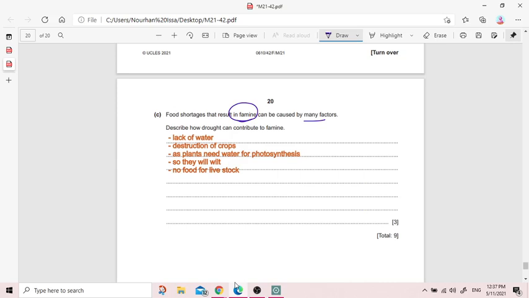Here he asked you, how does the drought cause famine? Drought is the lack of water. Lack of water destroys the crops. No water for photosynthesis. So the plants will wilt. You cannot get fruits and vegetables. Also, no food for the livestock. The animals which feed on plants will also die. Therefore, it will cause famine. There will be no food at all for the people.